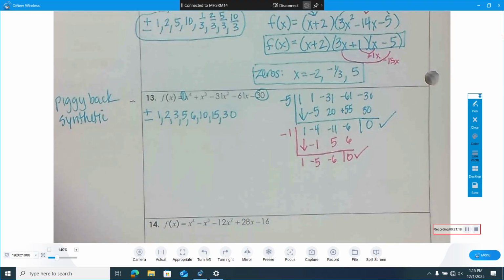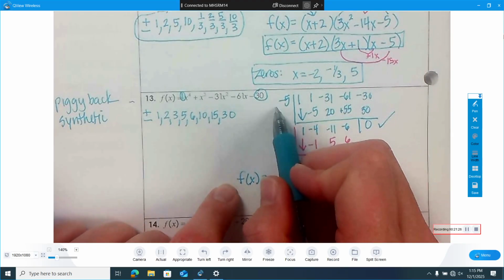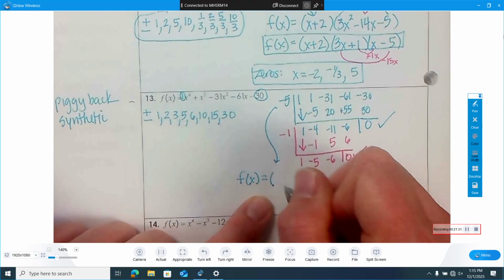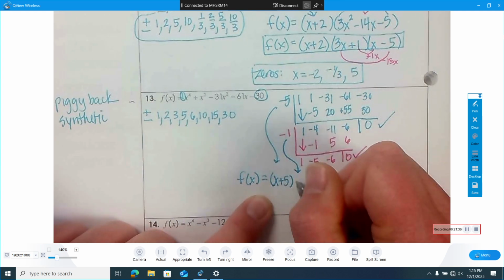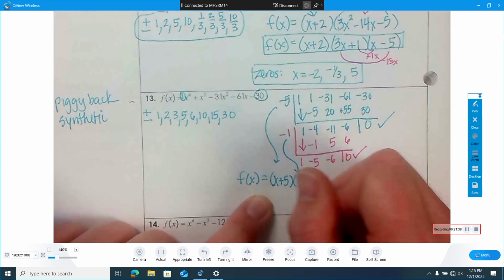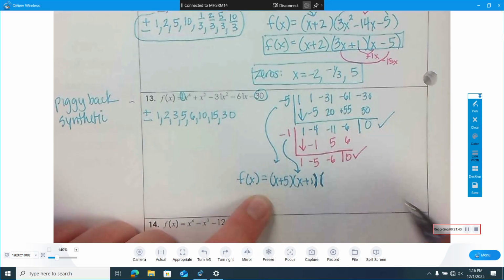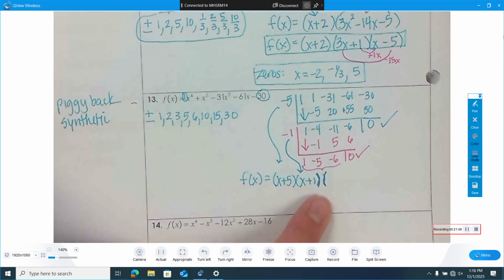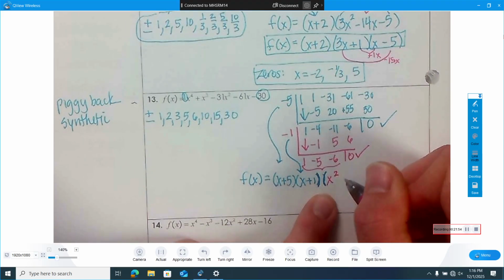And so now that brings it down to a manageable level. So I can rewrite my function as, if the 0 was -5, what bubble did it come from? X plus 5. We had x equals -1. What bubble did that come from? X plus 1. And then now here's our little leftover quotient. How do I write that in a polynomial form? 1x squared?